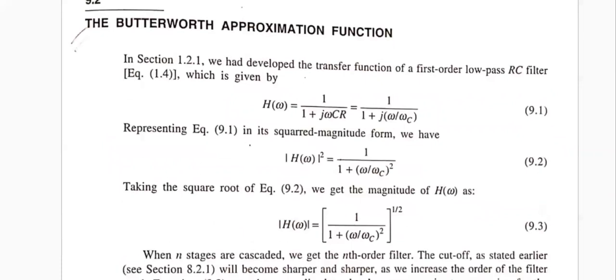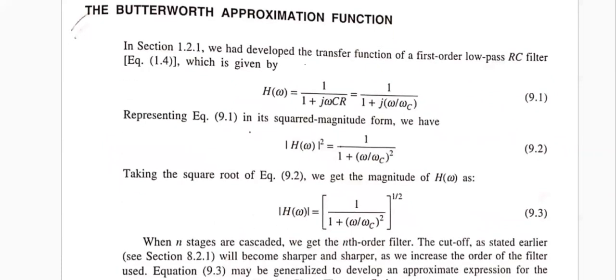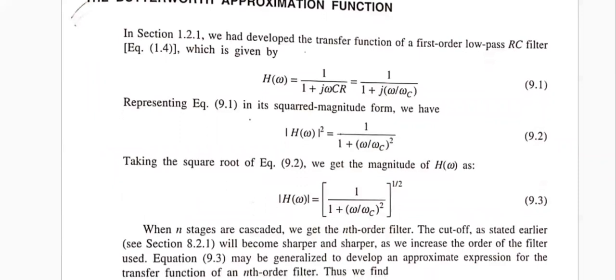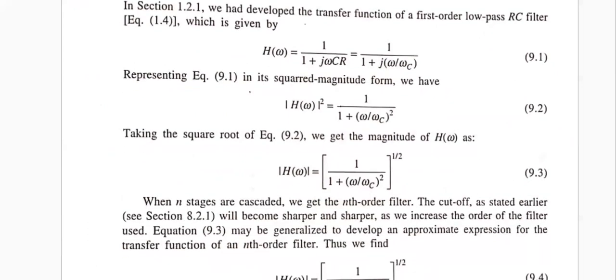How to build that approximation as well. This is very important to understand, and I have found it very easy from this book as well. So let's start from the very scratch. So we know this, you can do that H omega. From any circuit you can build it. We have built it from the first order filter, a very simple RC circuit. This is C, this is R. You can design this low pass filter.